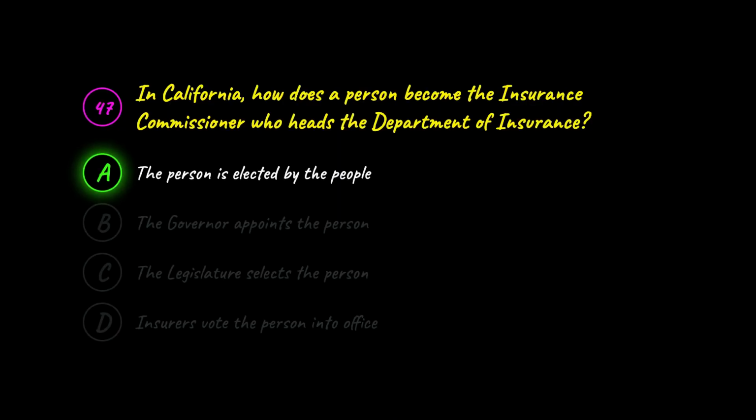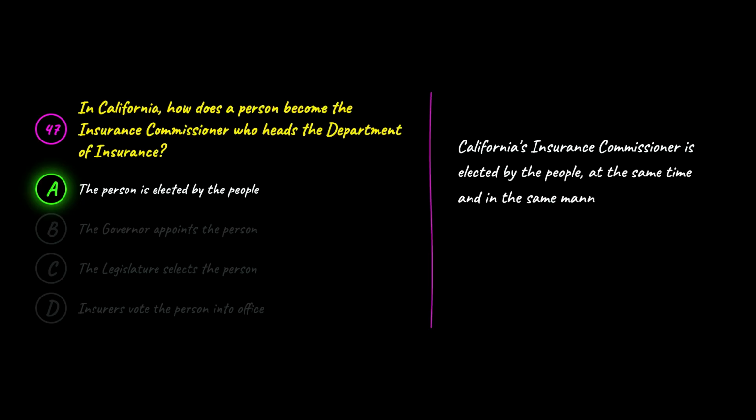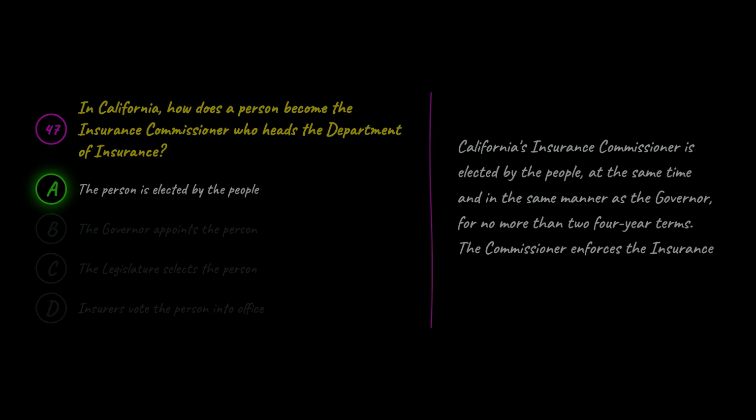The correct answer is A. The person is elected by the people. A is correct because California's insurance commissioner is elected by the people at the same time and in the same manner as the governor for no more than 2 4-year terms. The commissioner enforces the insurance code.